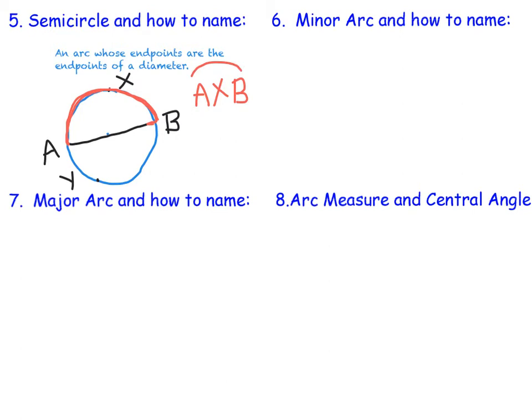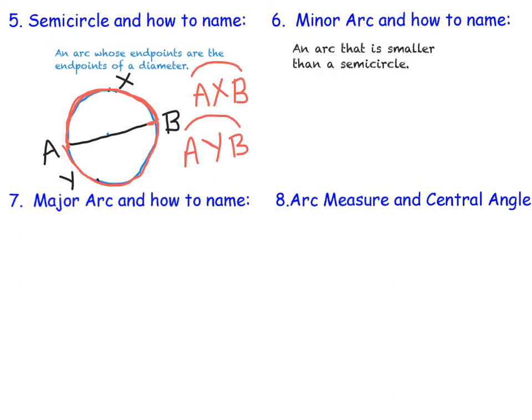Now let's say we wanted to name the bottom half of the circle. Again, it starts at point A. This time it goes around through Y and stops at B. So this would be semicircle AYB, and we want to know that it's an arc, so we put the arc over it.